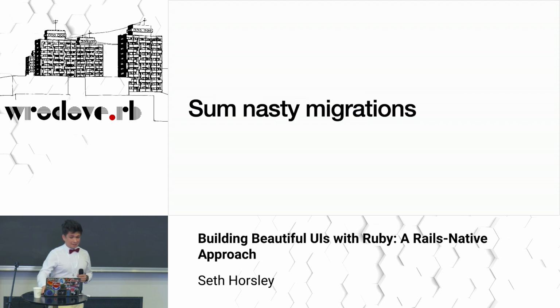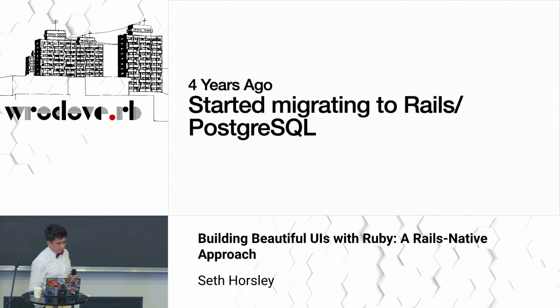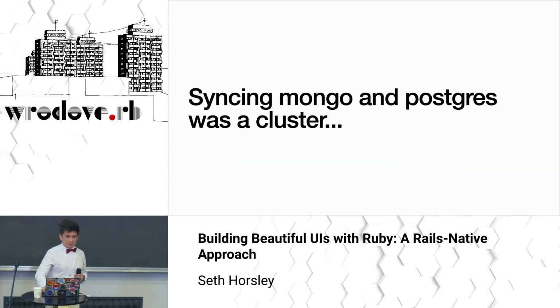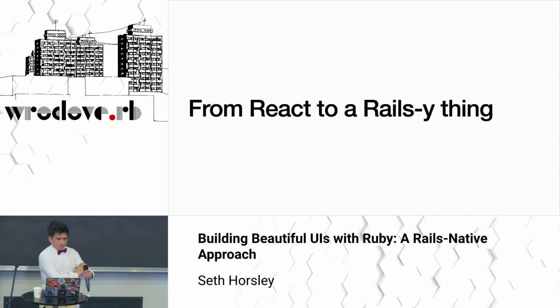There were some nasty migrations. So about 4 years ago, we started migrating from MongoDB to Postgres, and that was nasty. Syncing Mongo and Postgres is a cluster fuck. It's horrible. So after figuring out those parts, we wanted to see how we can figure out the front-end side of things. So how do we, from React, Railsify the front end?